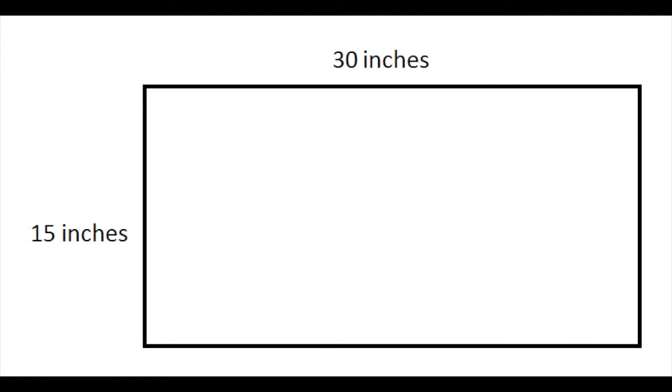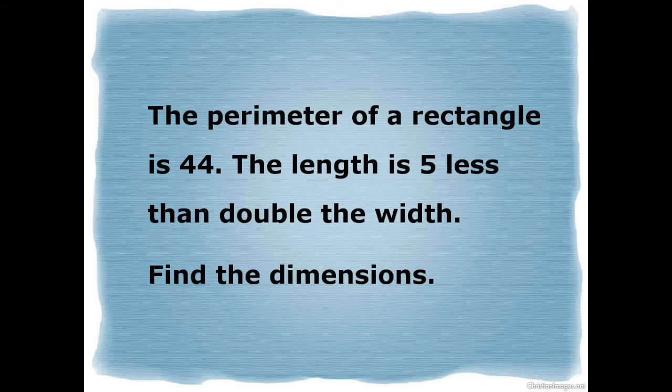And so here is our problem for rectangles. The perimeter of a rectangle is 44. The length is 5 less than double the width. Find the dimensions.